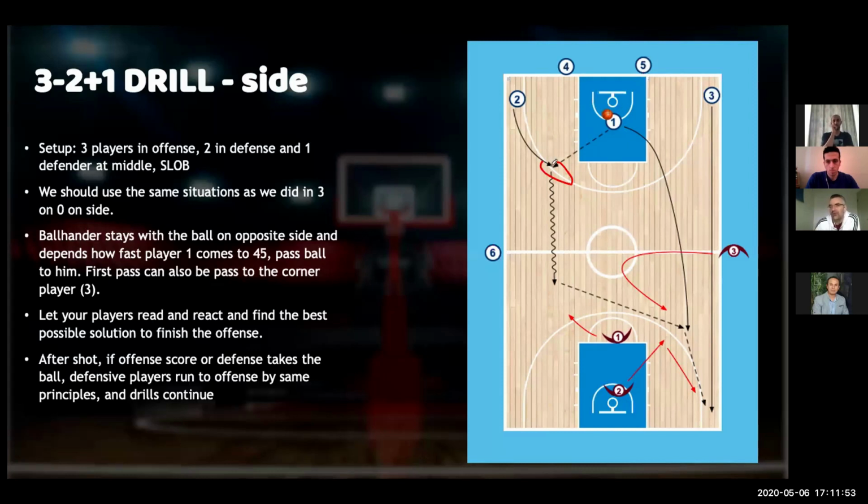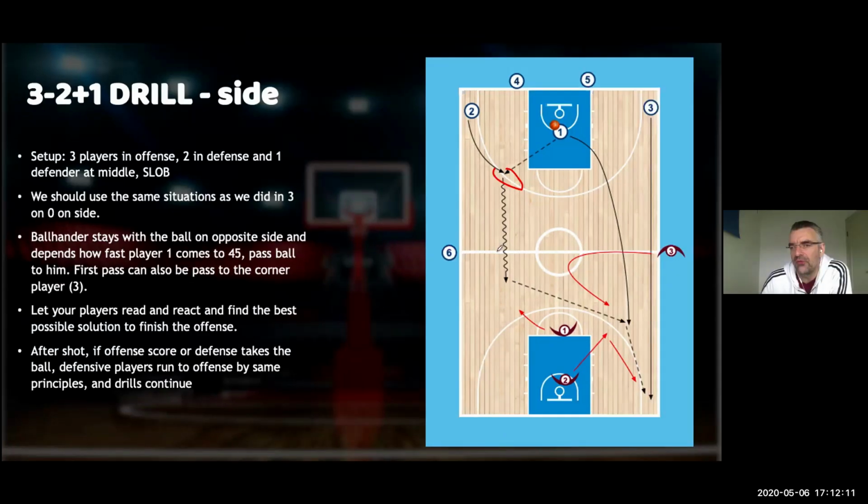So the ball will stay on the ball side, and you send your players to the weak side 45 and to the weak side corner. In this case, those 2 defenders will need to spread more, and you will always have a good solution. Of course, the third player waits, the ball crosses the half court line, and then he goes back to defense.